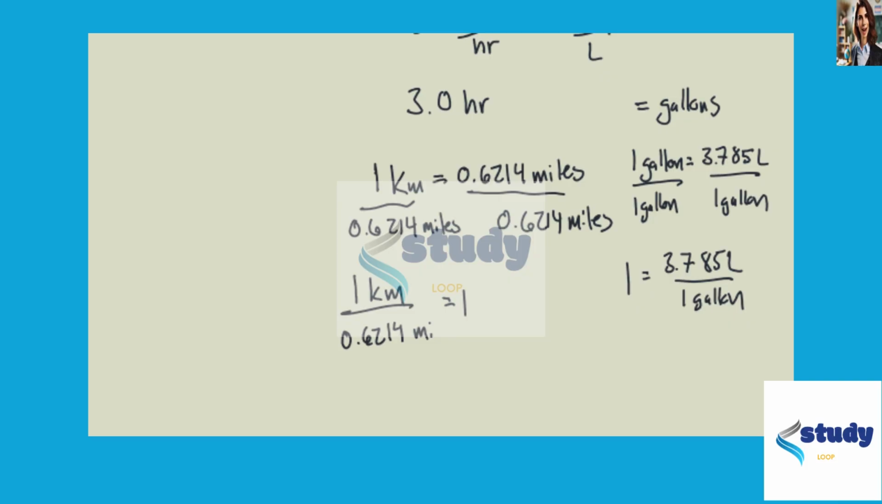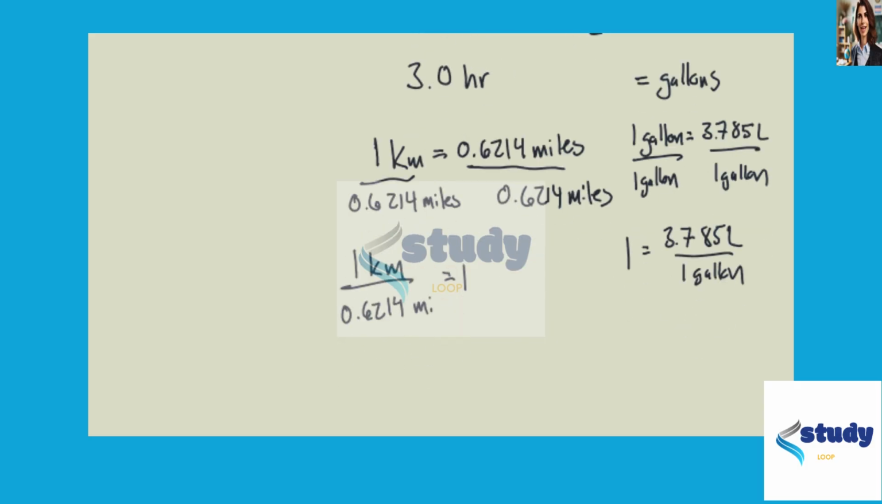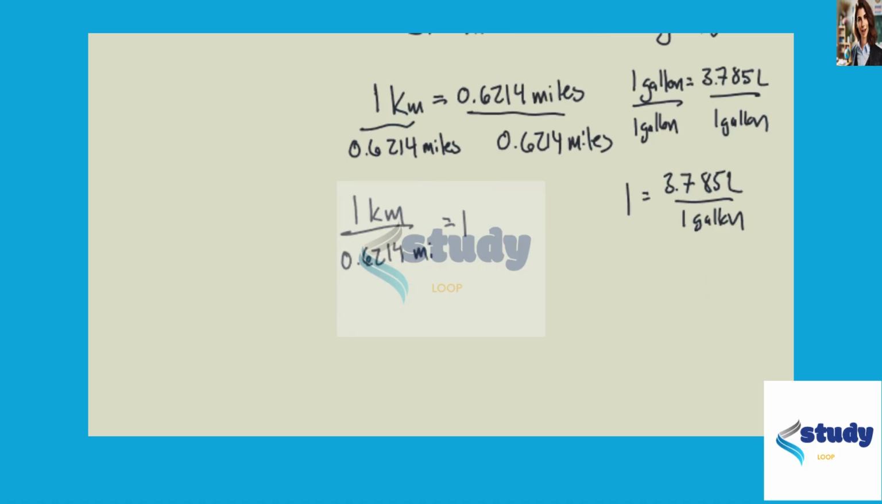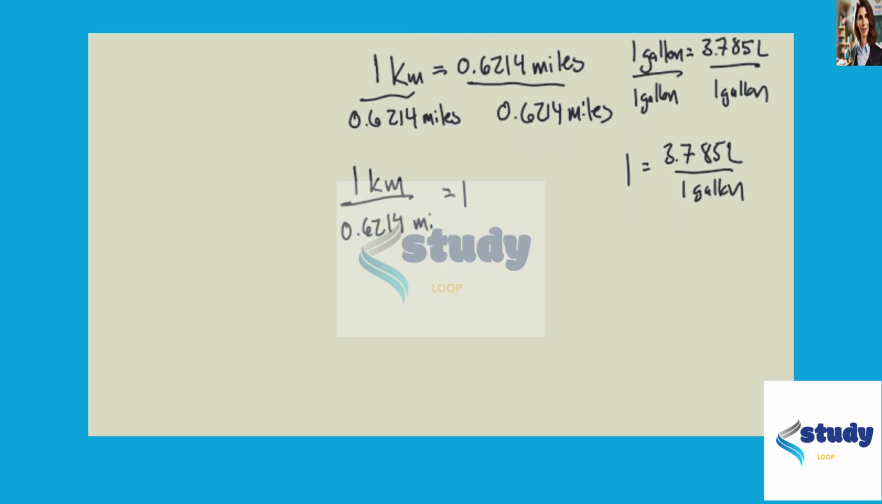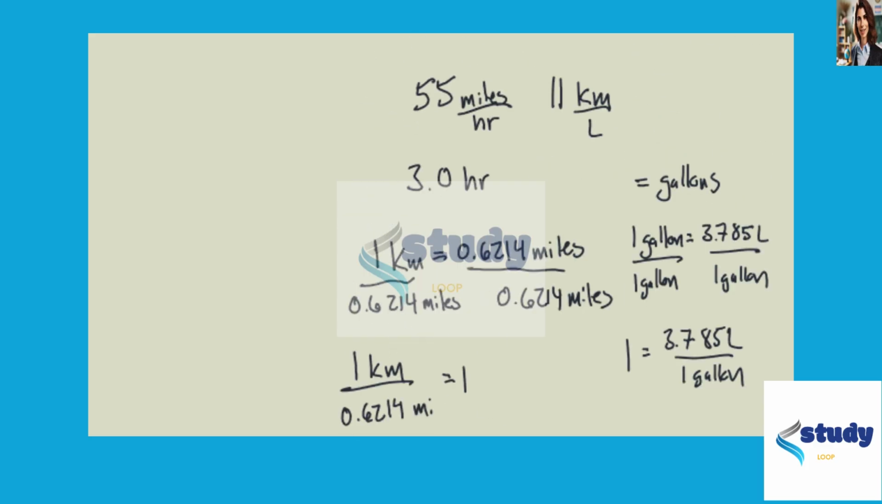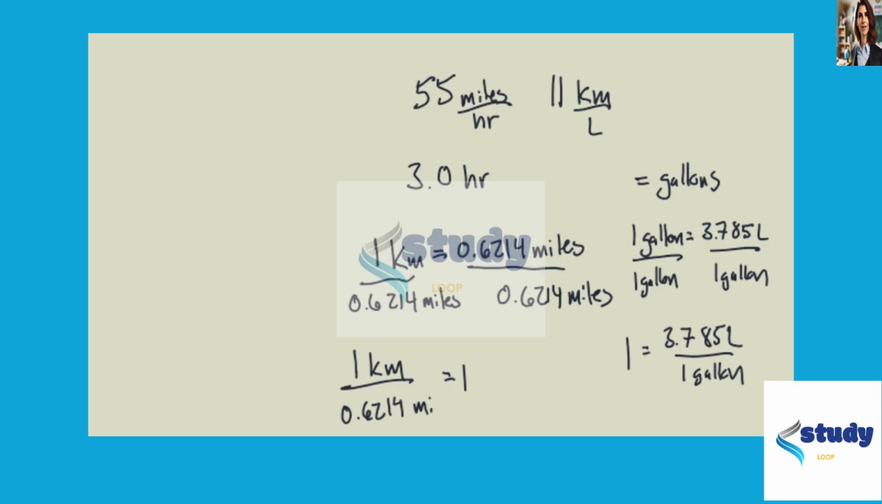Since these are equal to 1, we're allowed to multiply whatever numbers we have by this factor, and it won't change anything about our expression. We can also take the inverse of any of these, for example, 0.6214 miles over kilometers. This will also be equal to 1 because the inverse of 1 is 1. So these factors will work for us however we want them to. And now we've got basically the tools we need to finish this problem.